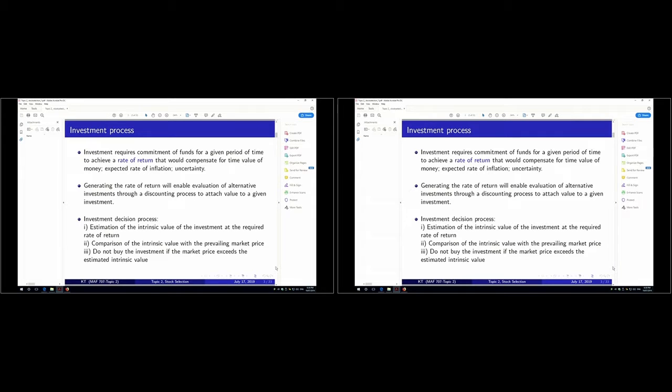So estimation of the intrinsic value of the investment at the required rate of return is something that tells you about the value of the company. Using the fundamental, let's say dividend, you discount those dividends at the required rate of return which you generated using those three components, and then you come up with a value. What does that value tell you? That value tells you intrinsically this is the value of this company.